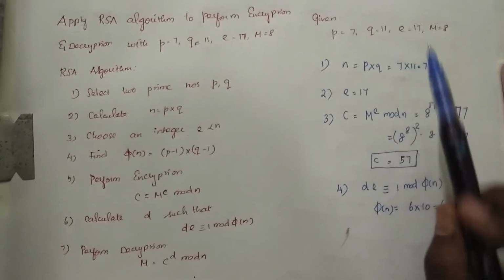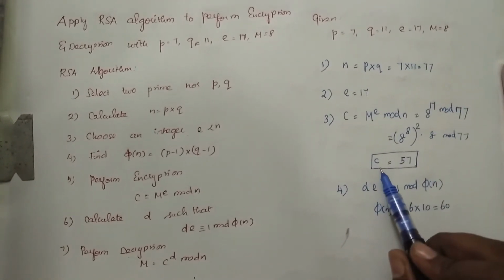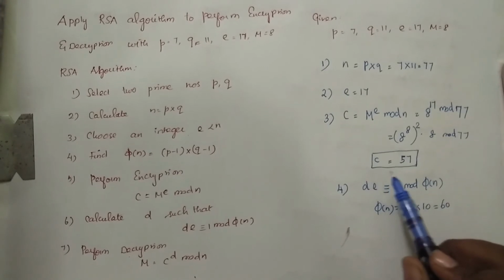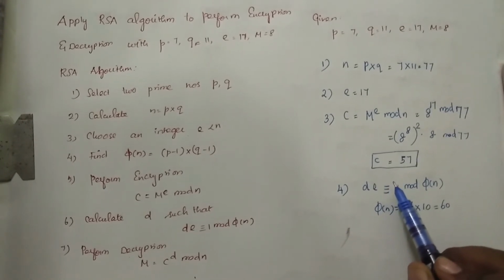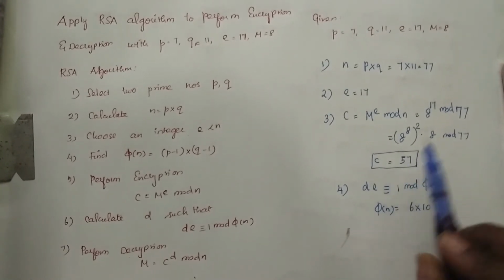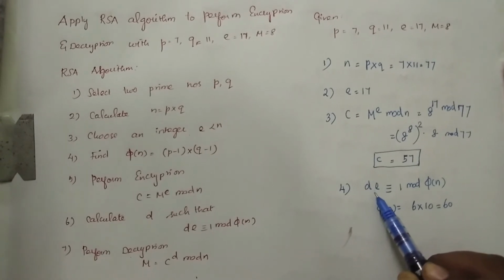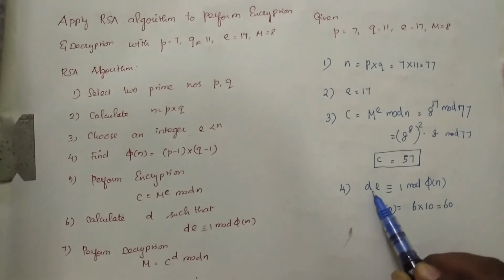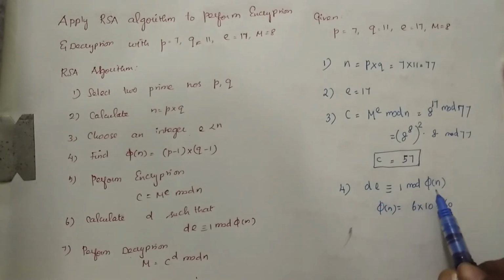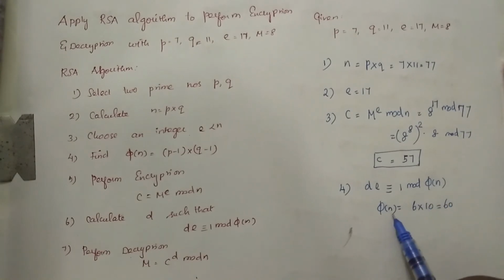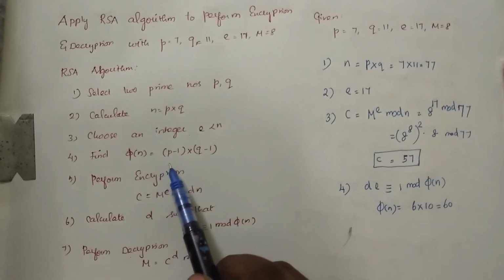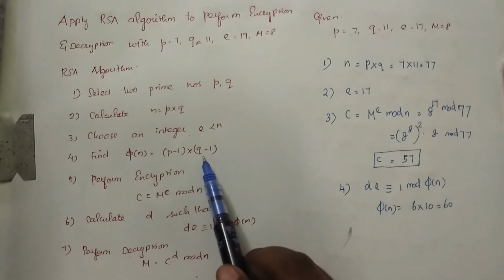value E. So after getting the value C, the receiver will apply his or her private key D to find the actual message M. To get the private key value, the receiver has to calculate the value D. So D E is congruent to 1 mod phi of n. For this calculation we need the phi of n value. Phi of n is equal to, the formula is given here, P minus 1 into Q minus 1.